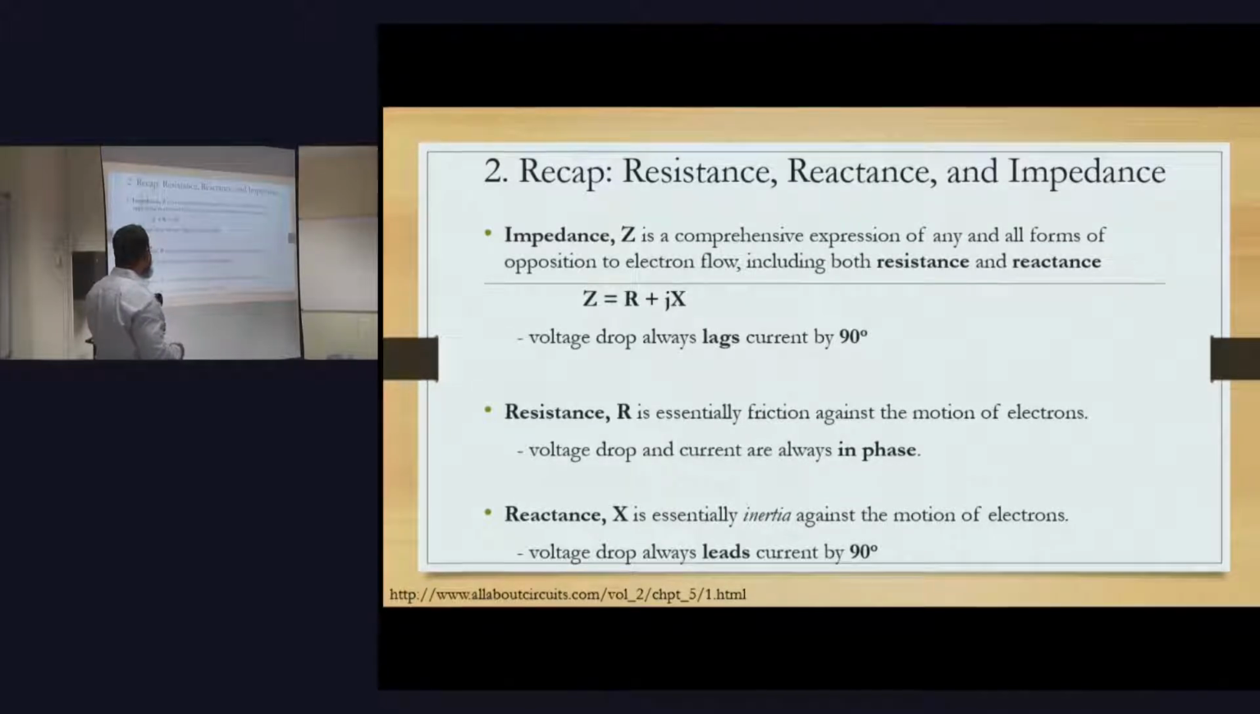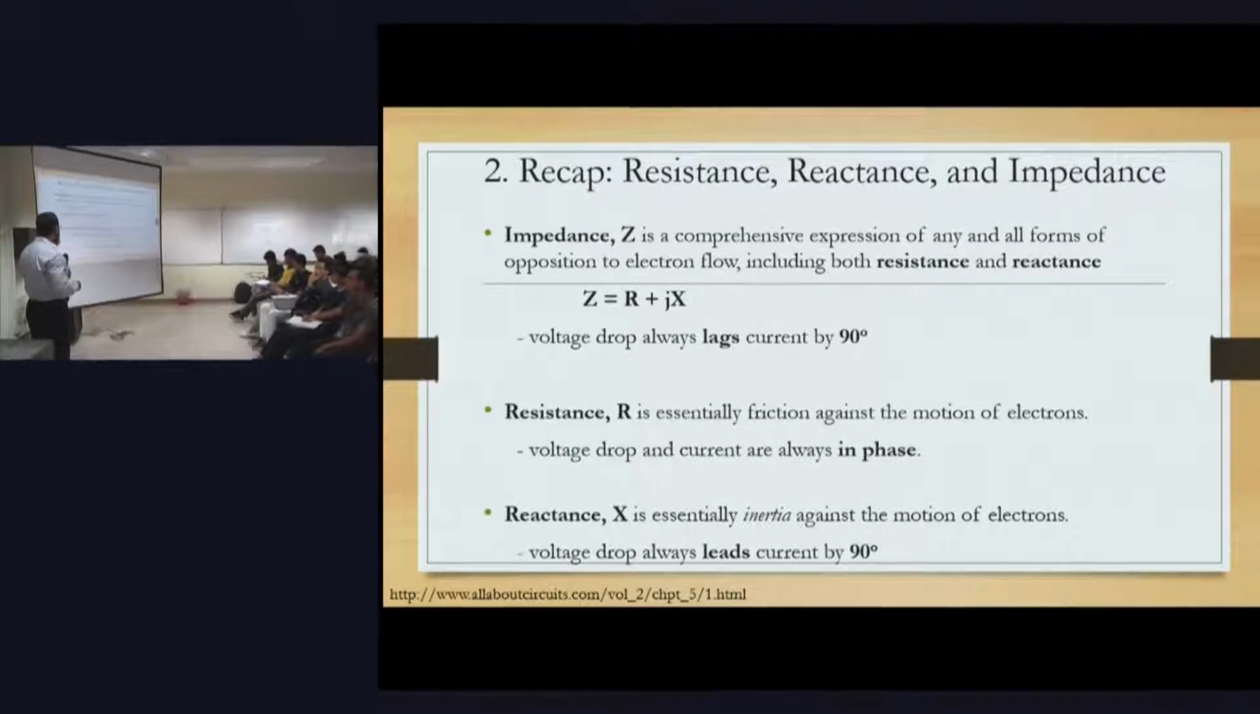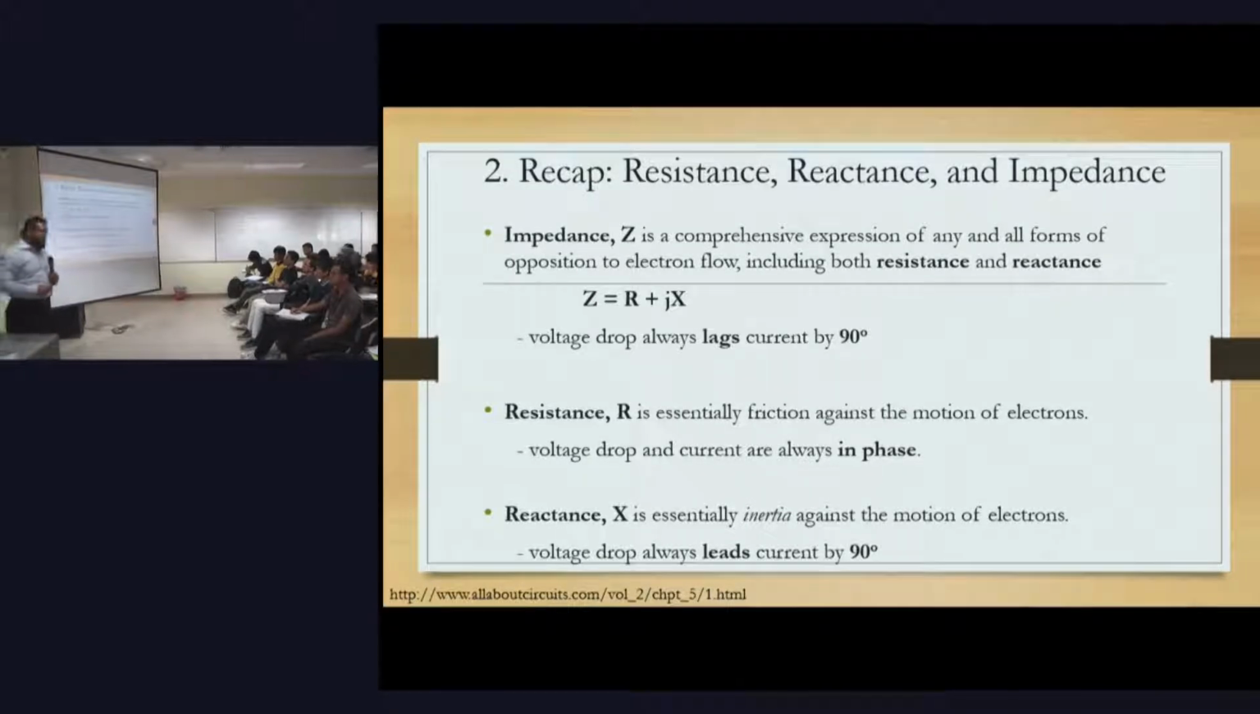The voltage drop always lags current by 90 degrees. It's not really accurate, the statement, but it depends on the overall impedance. But let's ignore this for now. Resistance R is essentially friction against the motion of electrons. That's very basic physics. In the case of resistance, the voltage drop and the current are always in phase.